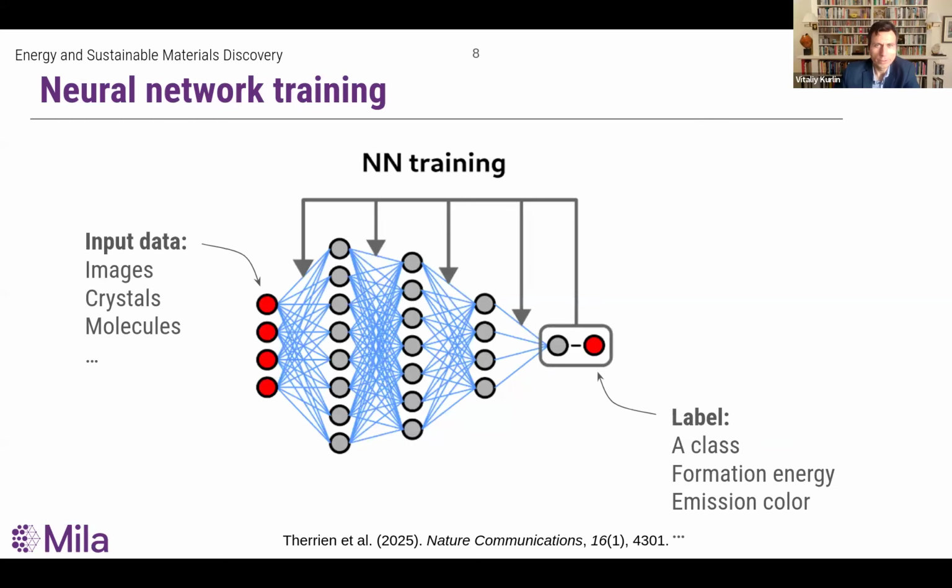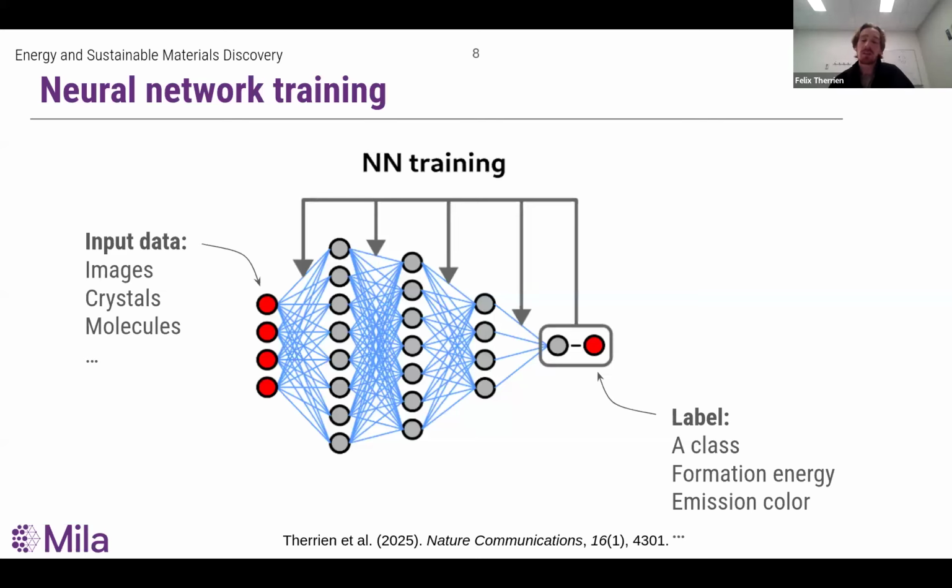Felix, yes, could I ask a question about this course? Is formation energy an experimental property like emission color, which is probably experimental, or is it theoretically computable? For formation energy, it's theoretically computed. Those are just examples of labels, though. You could have any types of labels.